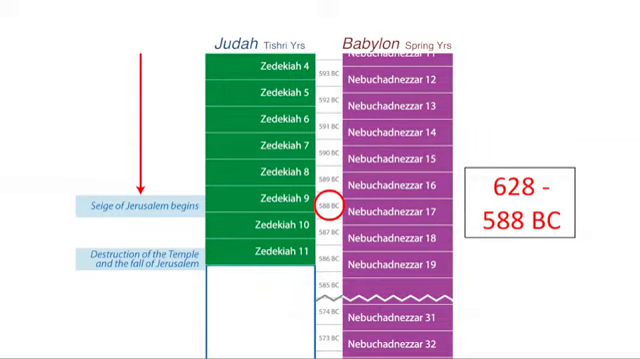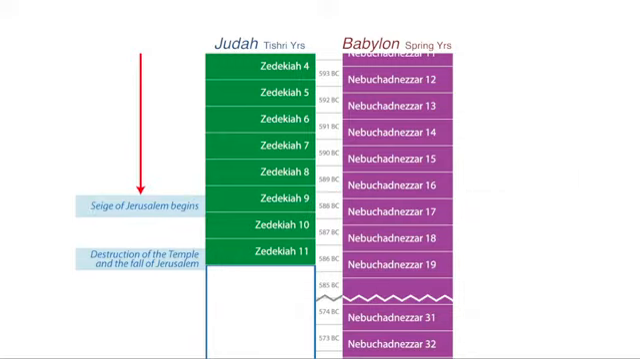In 588 BC was when the final siege of Jerusalem began, which marked the start of the 70 years of desolations of Jerusalem and the land. Jeremiah 25 goes on to say that Judah had rejected these prophetic warnings, and as a result, God would increase the level of judgment from servitude to desolation. That's in Jeremiah 25, verse 4 to 7.